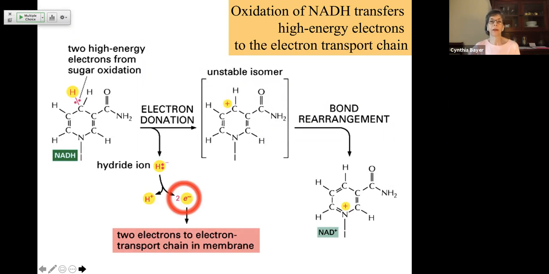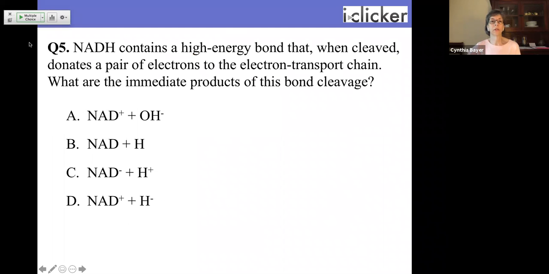So let's ask our second clicker question for the day. Here we're looking at our NADH, a high energy bond, meaning the electrons in that bond have the potential to be transferred to another molecule. So when that bond is cleaved and the electrons are transferred to the next component of the electron transport chain, what are the immediate products of that bond cleavage?